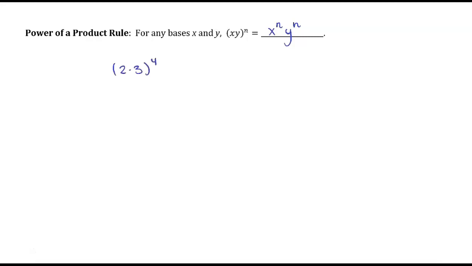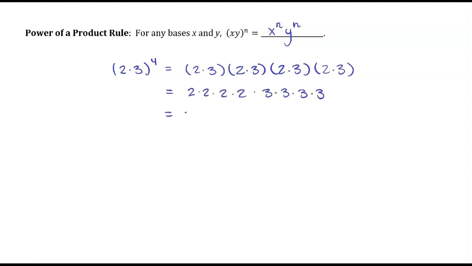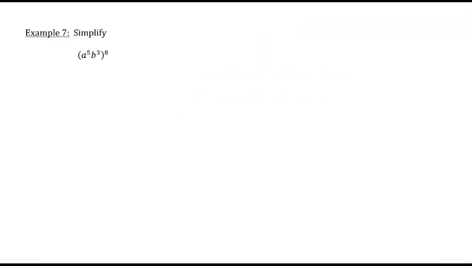That means I need 4 factors of 2 times 3. That would be 2 times 3 times 2 times 3 times 2 times 3 times 2 times 3. If we rewrite this in a different order, we have 4 factors of 2 and 4 factors of 3. That's the same thing as 2 to the 4th times 3 to the 4th, where the exponent on the outside applied to both the 2 and the 3. Let's take a look at example 7.